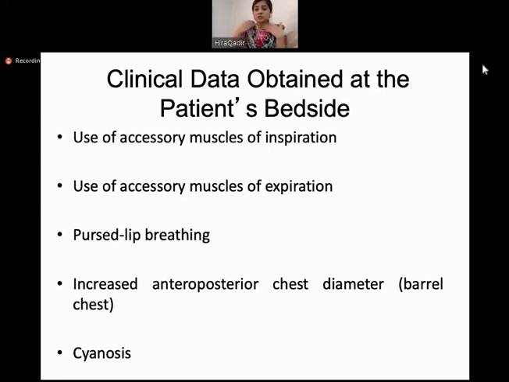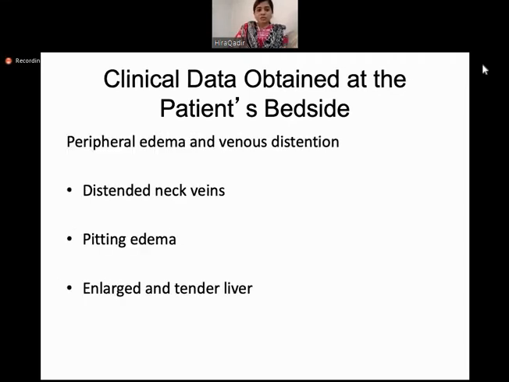Or they also use their accessory muscles. Normally patients don't use their accessory muscles, but these patients do. They try to expire the air which is trapped in the lung, and because there is trapping of air, there is increased anterior-posterior chest diameter on chest X-ray. I'll show you the chest X-ray, and there is also cyanosis. Over time, with chronic hypoxia, there is chronic pulmonary vasoconstriction, which leads to right-sided heart failure, called cor pulmonale.